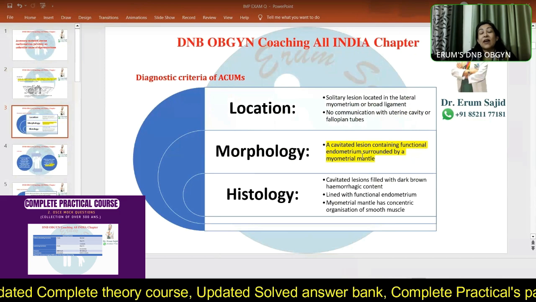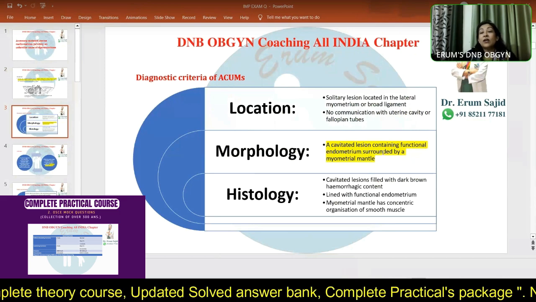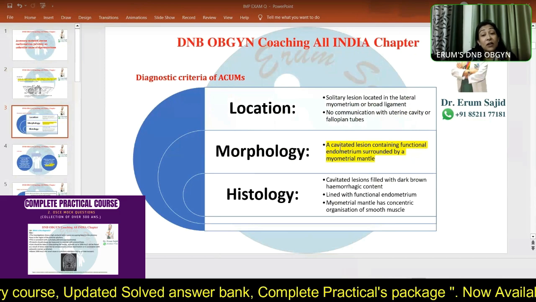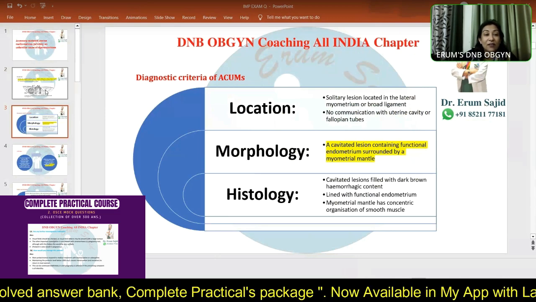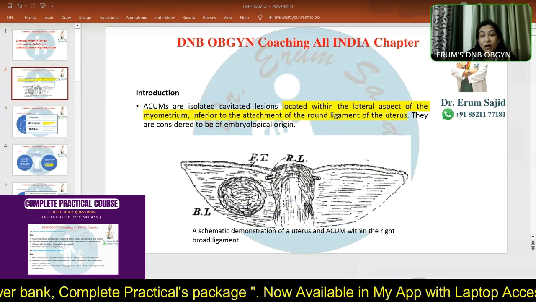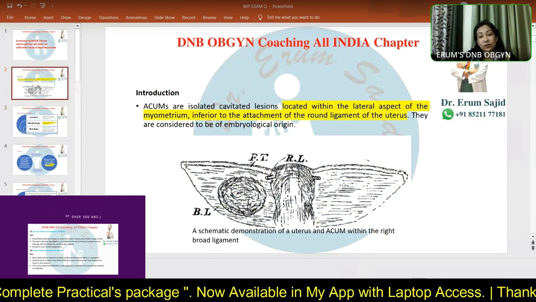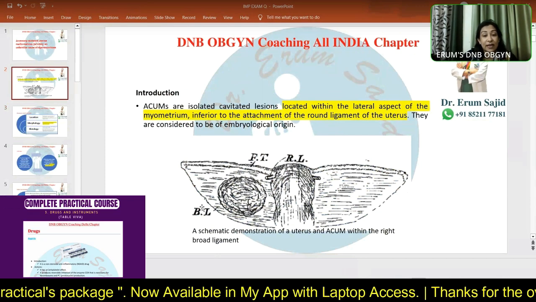So basically, it's a cavitated lesion, functional, containing what? Functional endometrium surrounded by a myometrial mantle. So you can understand yourself that this over here is the myometrium around. It's just like a small uterus over here. A small uterus, I said.